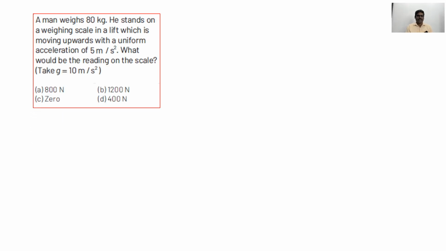Next problem. A man weighs 80 kilogram. He stands on a weighing scale in a lift which is moving upwards with a uniform acceleration of 5 meter per second square. What would be the reading on this scale? Assume g equals 10 meter per second square. Option A, 800 Newton. Option B, 1200 Newton. Option C, 0 Newton. Last option, 400 Newton. Correct option is B, 1200 Newton.